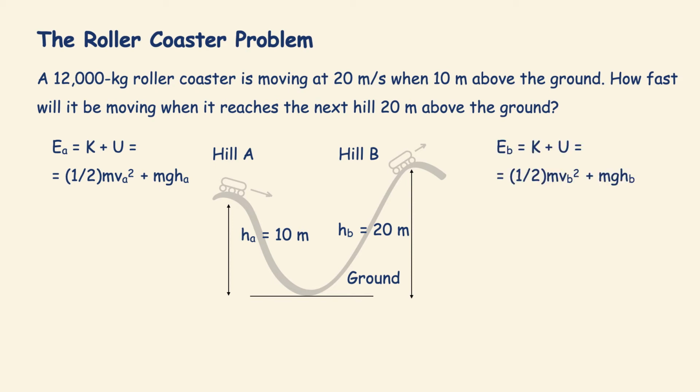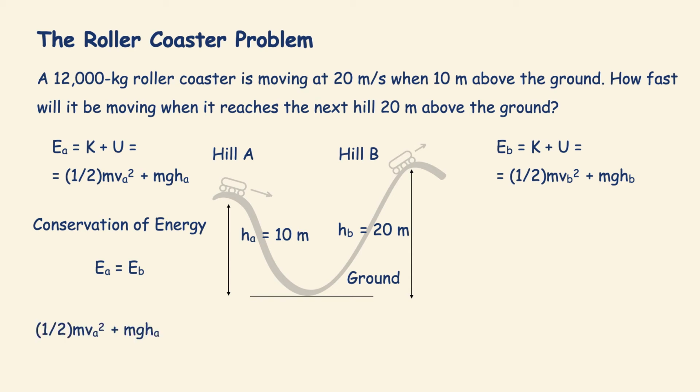When the roller coaster reaches the hill B, the total mechanical energy again will be the sum of the kinetic and the potential, or 1/2 m, the mass of the roller coaster, times the velocity now at the hill B squared, plus the potential energy, which is the mass, the gravitational acceleration, and the height hb. We're going to apply the conservation of energy principle, which sets the mechanical energy at hill A to be equal to the mechanical energy at hill B.